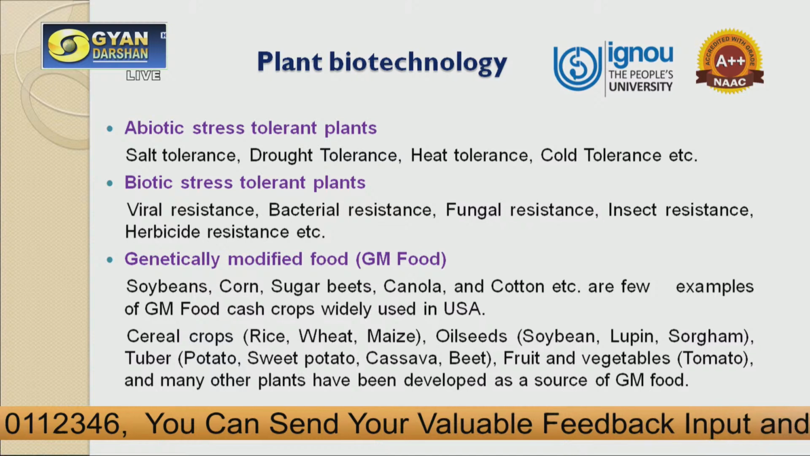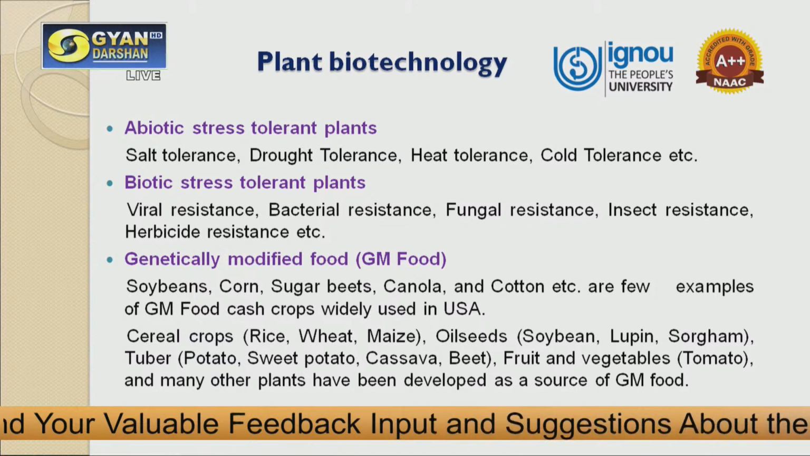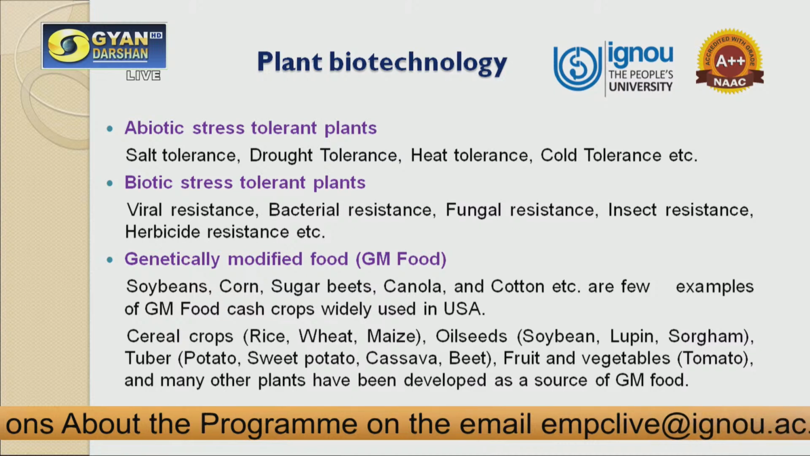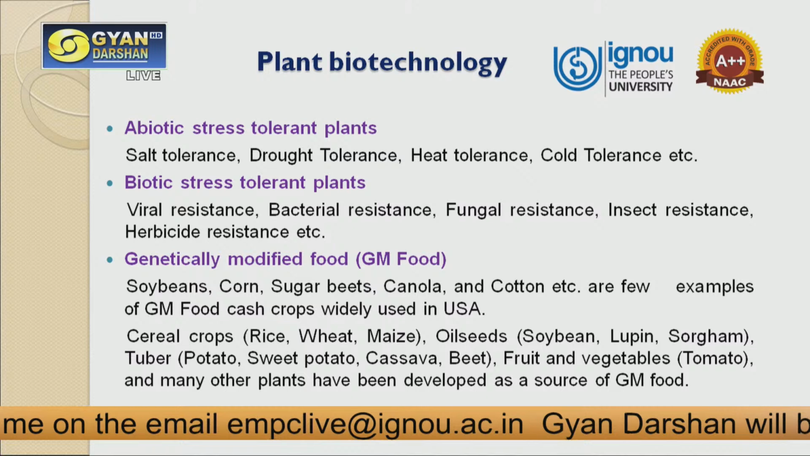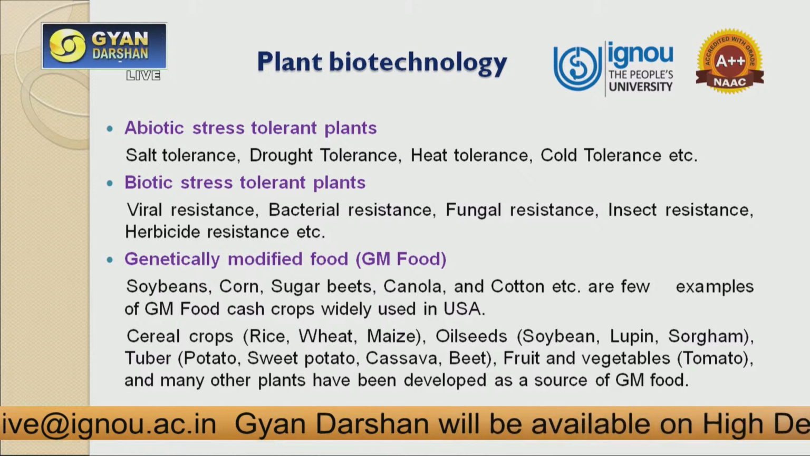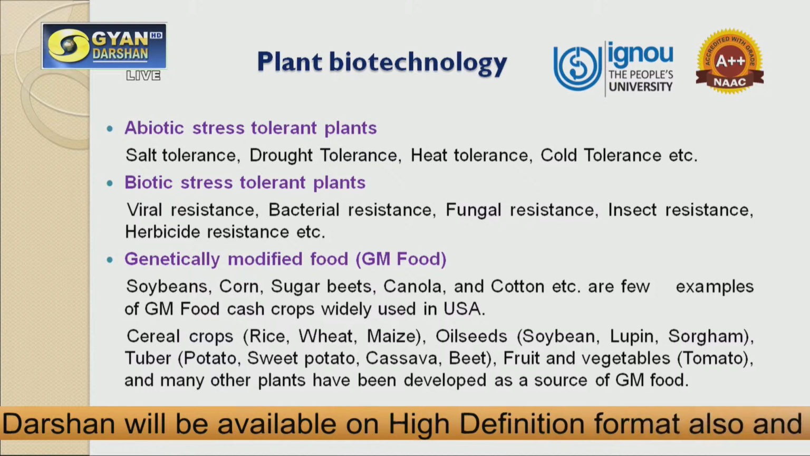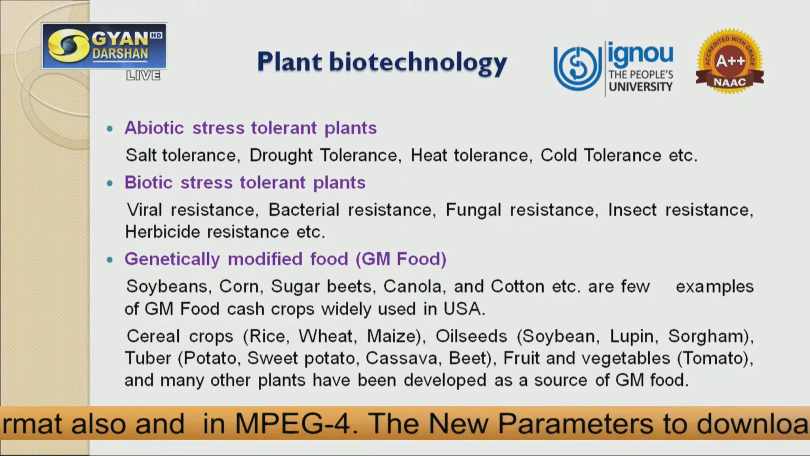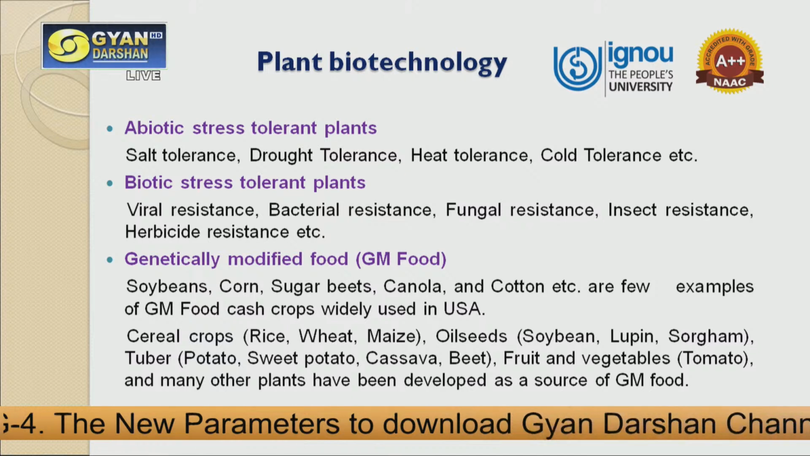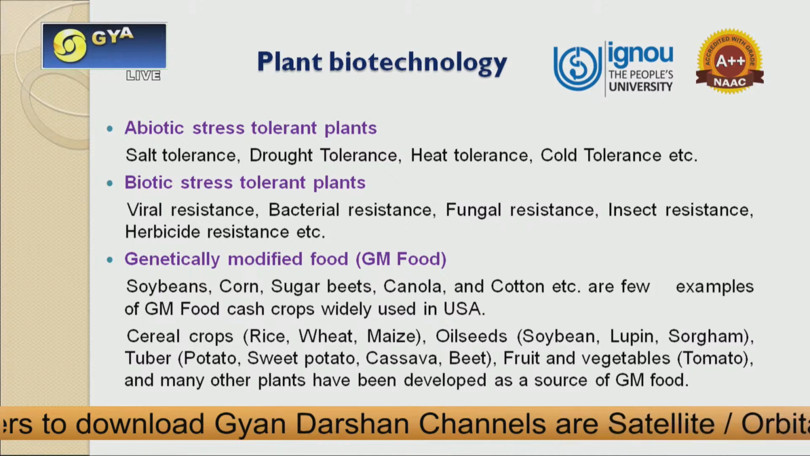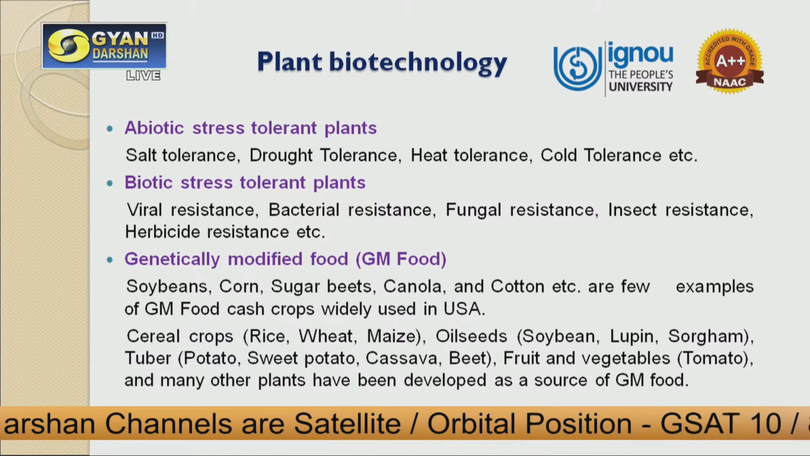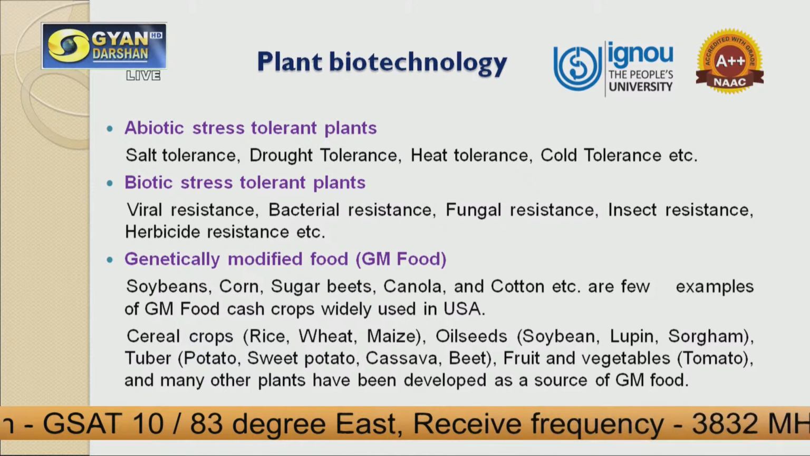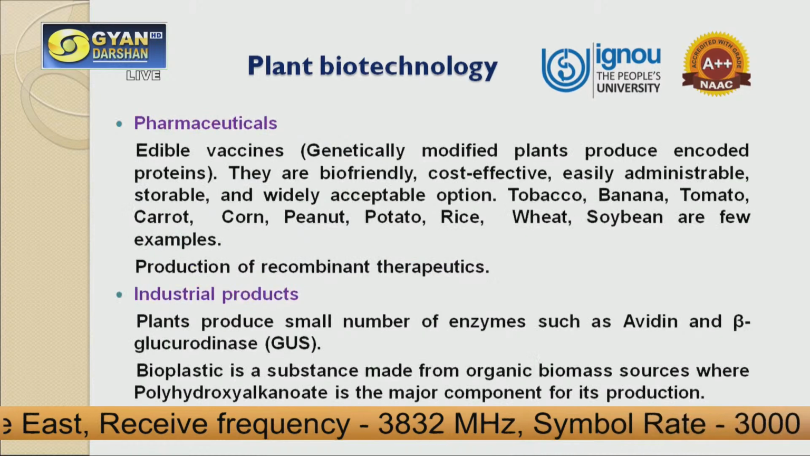Then, as discussed earlier, this can be applied for value addition. For example, you can make a genetically modified crop which are widely used, for example, in United States of America, which is quite popular, these soya beans, corn, sugar beets, canola, cotton, all these things are commercially grown, and some of them are used as GM food cash crops. Similarly, cereal crops like rice, wheat, maize, oil seeds like soybean, lupin, sorghum, tuber like potato, sweet potato, cassava, beet, fruits and vegetable like tomato, and many other plants have been developed as a source of GM food. So you must have heard about flavor saver tomato.